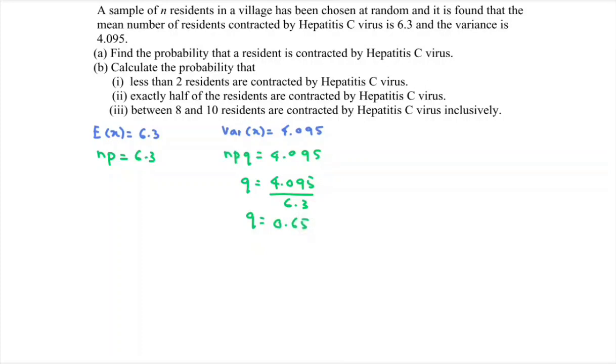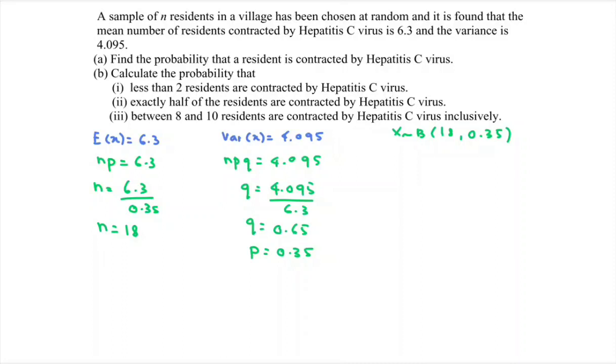From here, automatically p will be equal to 1 minus 0.65. So we will have 0.35. Kindly substitute. So n is equal to 6.3 over 0.35 because of the p. So n will be equal to 18. So rewrite the title. X is binomially distributed with 18 and the probability of success would be 0.35. The probability of success would be contracted by the hepatitis C virus. So we write it as part A.